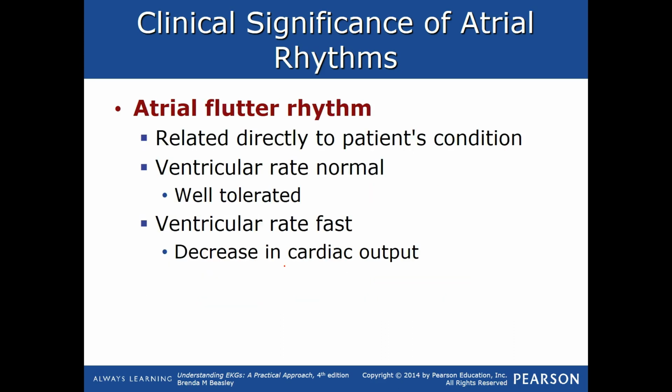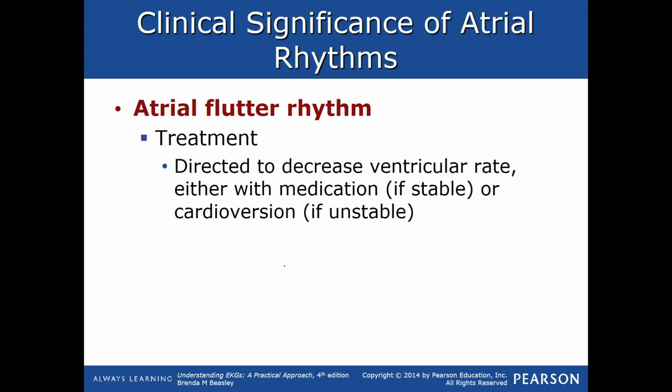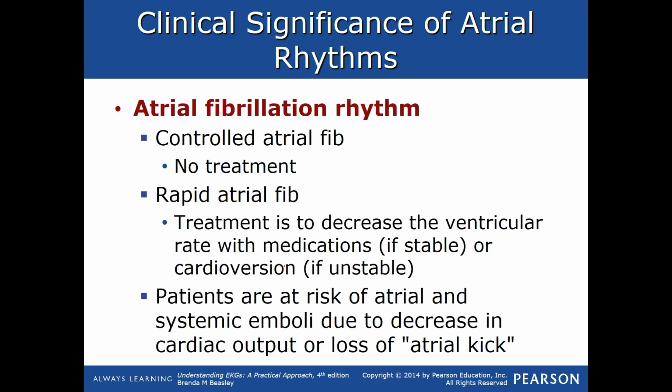Now, atrial flutter, typically, you see the ventricular rate is normal. That's well tolerated. If the ventricular rate is fast, you'll get a decrease in cardiac output, and a lot of it has to do with what we're talking about. It has that decreased filling time, decreased ejection fraction, all of that. Treatment directed to decrease the ventricular rate, either with medication or cardioversion. Atrial fib. Rapid atrial fib treatment is to decrease the ventricular rate with medication or cardioversion.